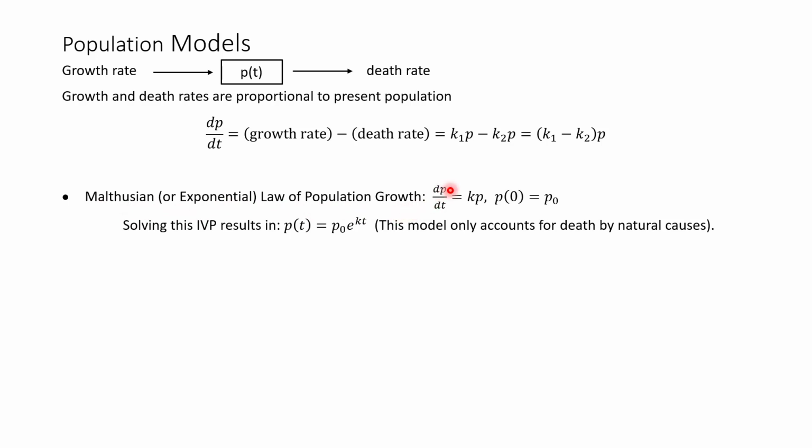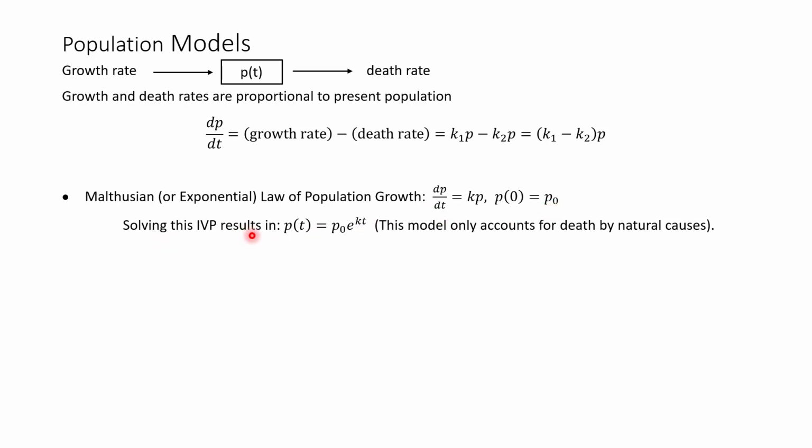And we have that the derivative of the population with respect to time, or the rate of change of the population over time, is just k times P. So k is some constant of proportionality. And then at time 0, we have our initial population. We call it just P sub 0 or P naught.